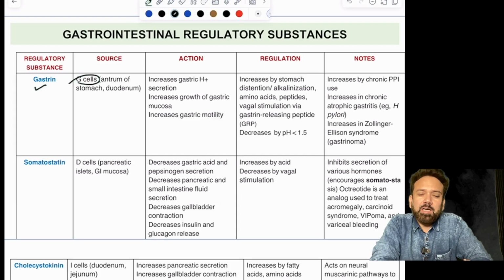From hunger to digestion, GI hormones are the key, and they're very important for your exam also. So let us dive into the topic.